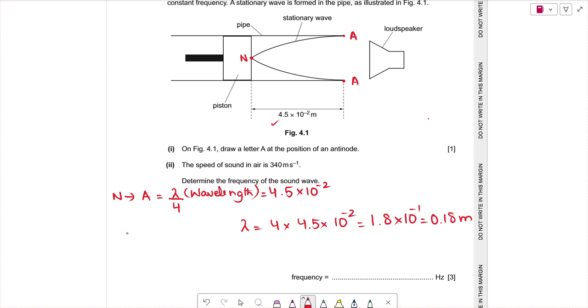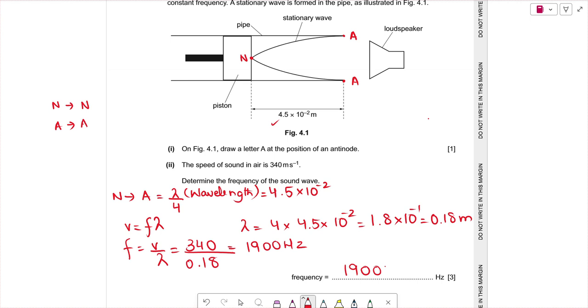The speed is already given to us. We have to find the frequency. So if we use the formula v = fλ, since we have to find the frequency, make f the subject. So f = v/λ. Speed is 340 and the wavelength is 0.18. So you divide it and we get 1900 hertz. Remember, node to antinode, the distance is equal to a quarter of the wavelength. However, if it's node to node or antinode to antinode, it's equal to half of the wavelength.